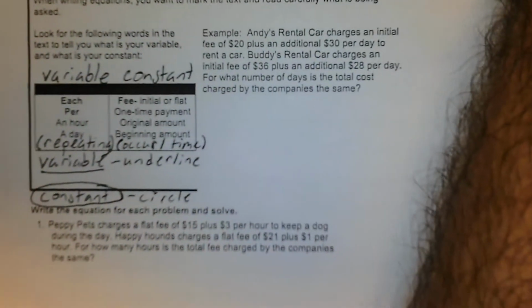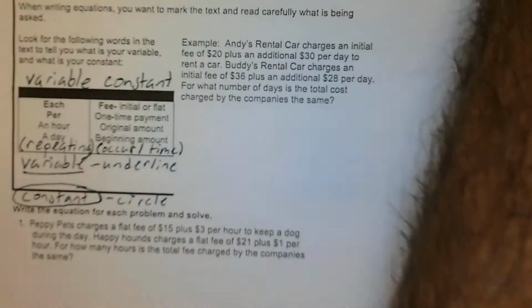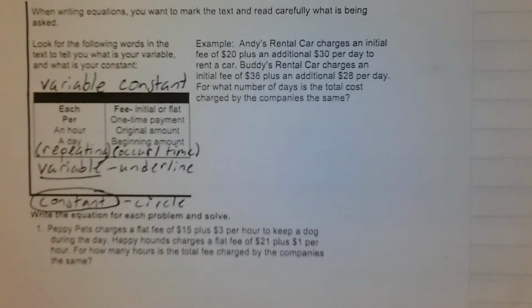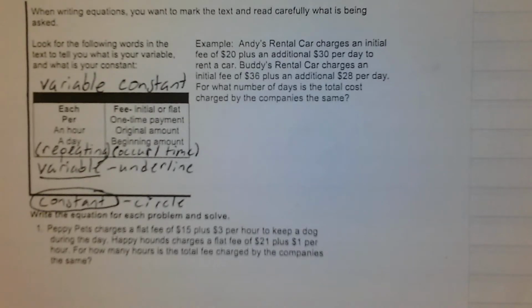All right. So I have Andy's rental car charges an initial fee of $20 plus an additional $30 per day to rent a car. Buddy's rental car charges an initial fee of $36 plus an additional $28 per day. For what number of days is the total cost charged by the companies the same?